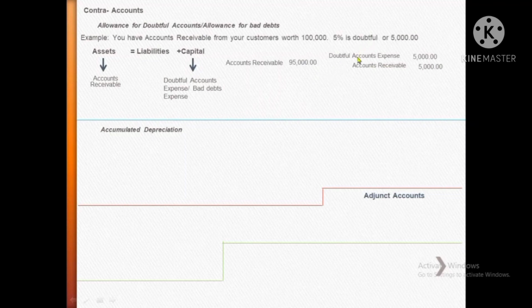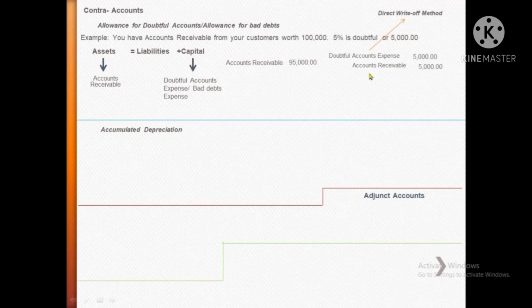Sir, where is the allowance for doubtful accounts? Wait, we will get to there. Actually, there are two methods in recording the doubtful accounts expense. One method is the direct write-off method. That's what we did right here. So this is the direct write-off method where we deducted the doubtful accounts expense directly against the accounts receivable.